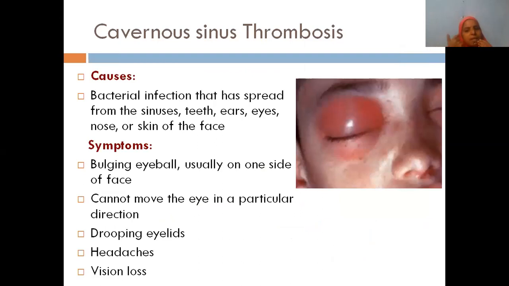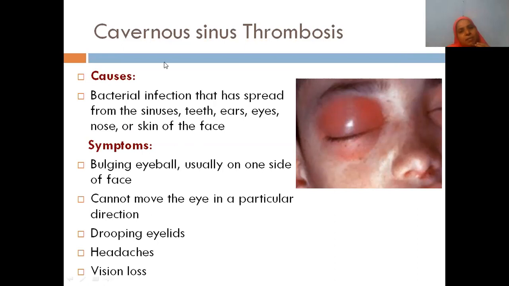Just now we have seen the dangerous area of the face, no? So infection through that route can enter into the cavernous sinus, and because of the infection, the blood may get clotted. It may be a bacterial infection that has spread from the sinuses or from the oral cavity, because of the pterygoid plexus of veins, which collects the venous blood from teeth, ears, eyes, nose, and skin of face. Through all these routes, the infection can spread to the cavernous sinus.